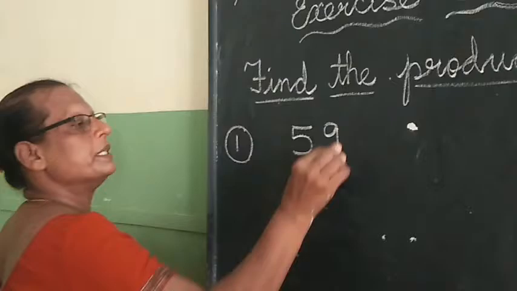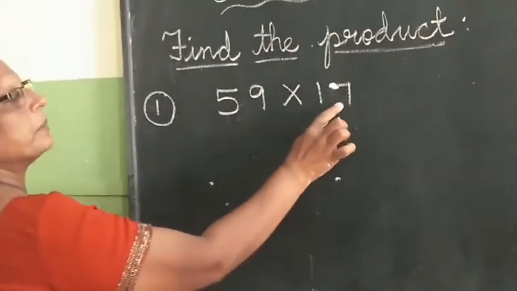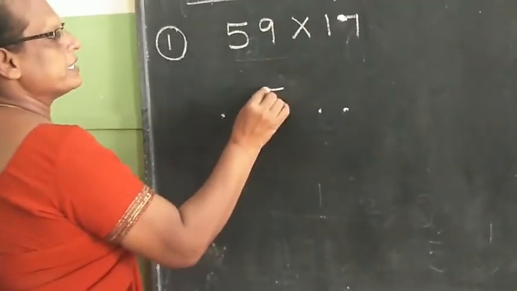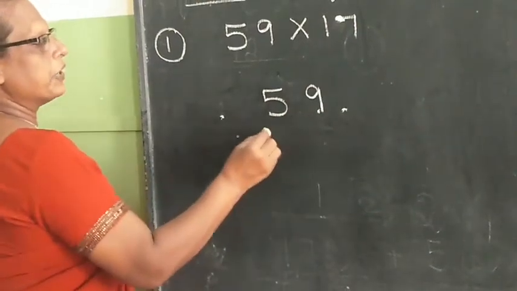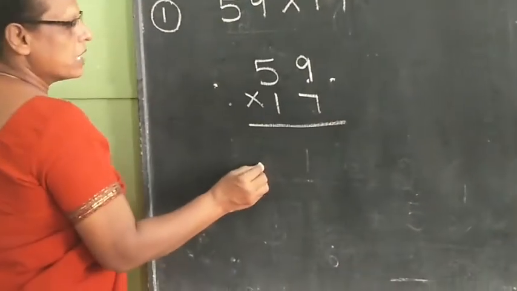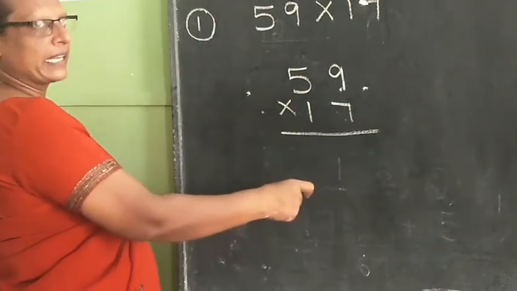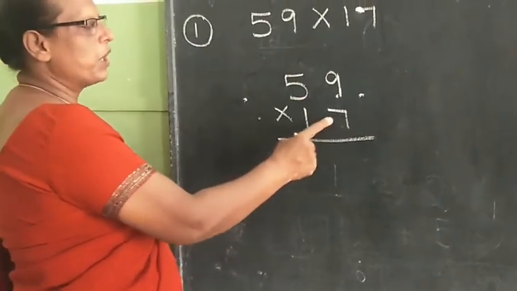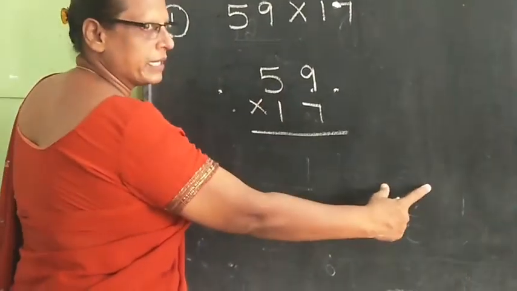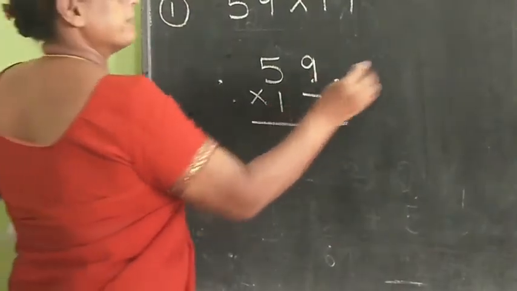59 multiplied by 17. See here, a 2-digit number, children. What you have to do is leave 2 lines and write, children. Then only you can write the carryover neatly. So children, if you are thorough in tables, you can do it directly. But if you feel it is very hard, you can write the 7 tables here. Understood, children? Okay. Now we can write the 7 tables, children.